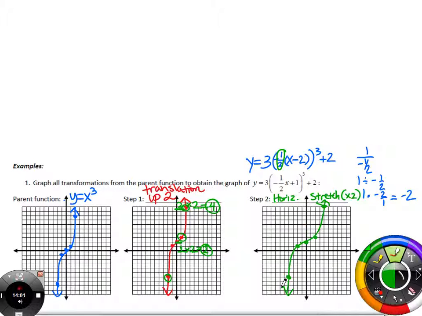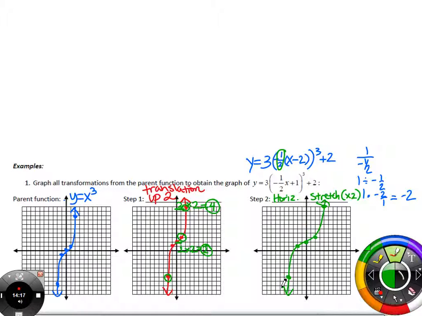Is this all right with everybody? So with a horizontal stretch, you're just measuring how far points are horizontally, timesing them by the factor, and then using that new distance as their horizontal distance from the vertex.